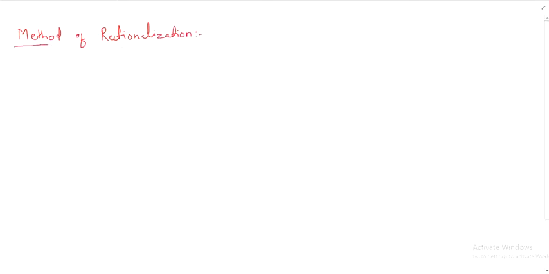What is meant by rationalization? In ninth standard, in 10th standard, wherever we have an irrational term, in that case we have to rationalize it. So see how to solve the given examples by the rationalization method.